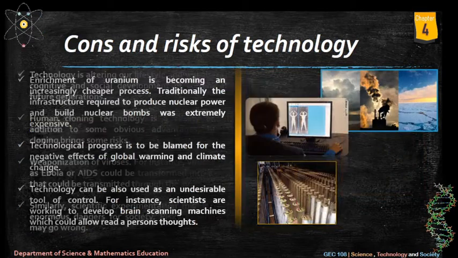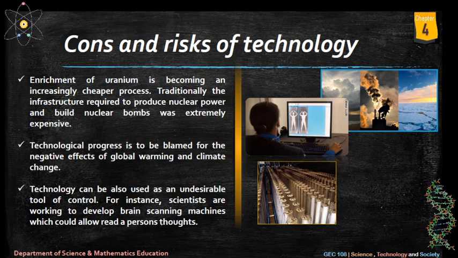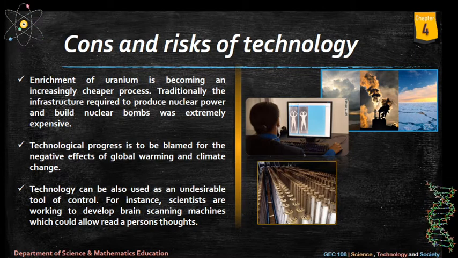Cons and risks of technology. Enrichment of uranium is becoming an increasingly cheaper process. Traditionally, the infrastructure required to produce nuclear power and build nuclear bombs was extremely expensive. Technological progress is to be blamed for the negative effects of global warming and climate change. Technology can also be used as an undesirable tool of control. For instance, scientists are working to develop brain scanning machines which could allow them to read a person's thoughts.